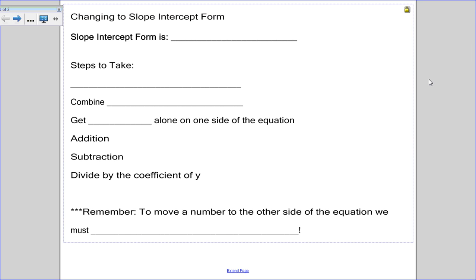This video is our final video on changing to slope-intercept form. Okay, let's review. What is slope-intercept form? That's right. Y equals mx plus b. Remember that song from the video, the talent show that they did? The YMCA, they changed it. Y equals mx plus b. That's a really good way to remember this formula that we've been working with.